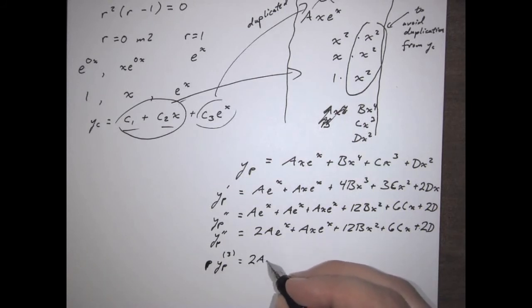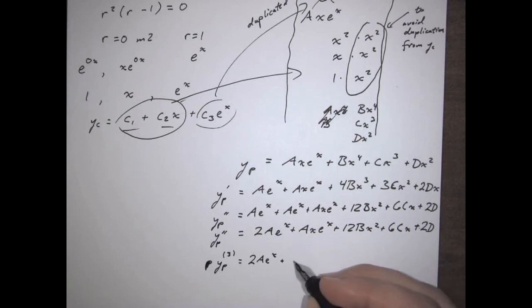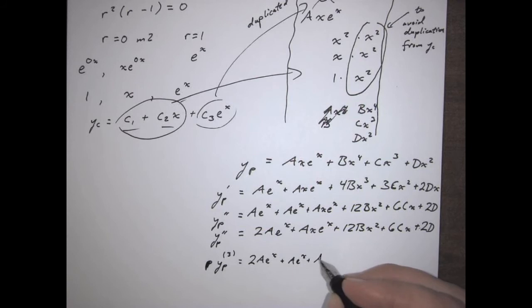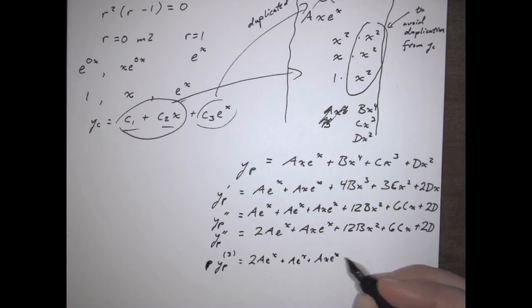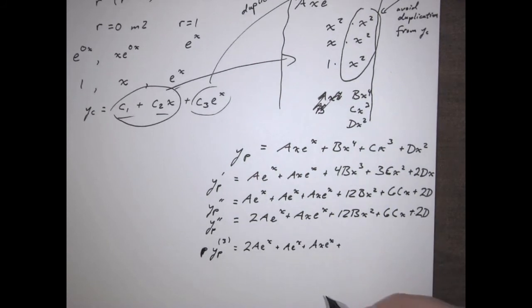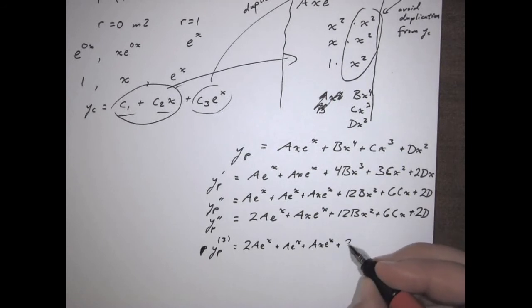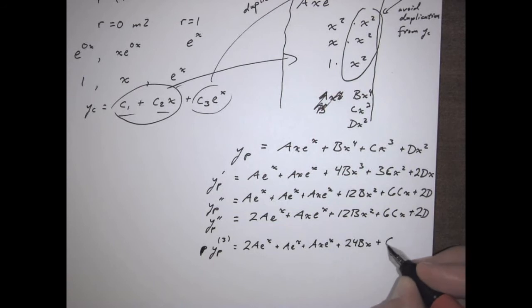So 2a e to the x plus a e to the x plus ax e to the x plus 24bx plus 6c, and that one will be gone now.